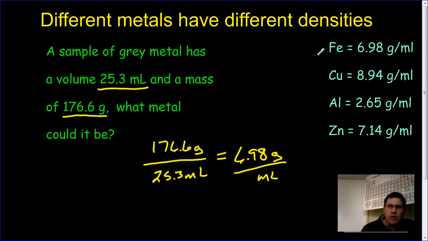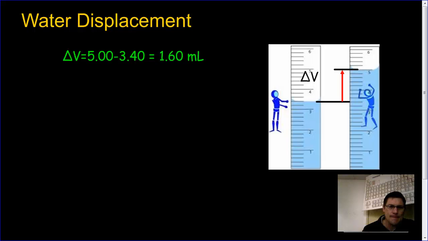And so we know that that substance is going to be iron. Okay, and we can figure this out. I could give you a handful of substances, and the two things that you have to find out about all of them is you have to find volume, you have to find mass, and then we can compare it against the knowns to determine what substance it might be.